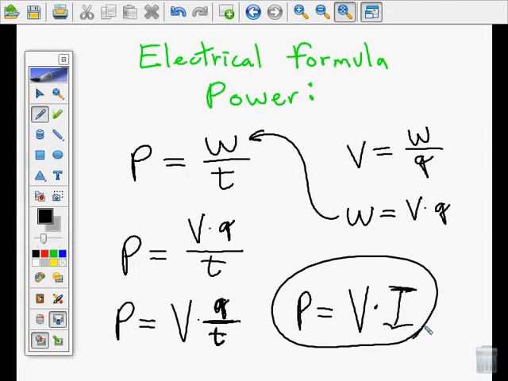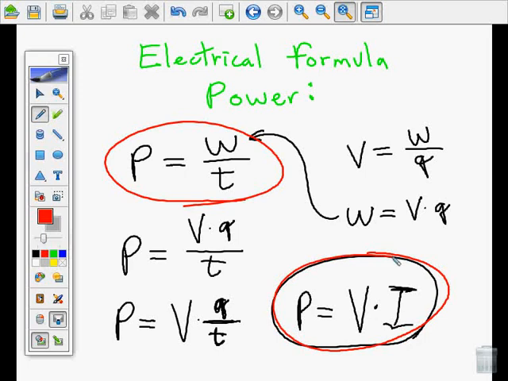Sometimes you're still going to have to use the old school formula from mechanics: power equals work over time. But more likely, when dealing with electric circuits, you're going to use this new handy-dandy formula. The power just equals the voltage times the current.